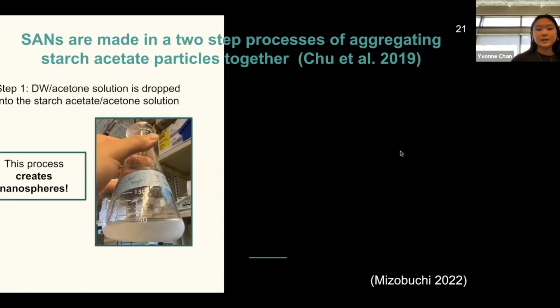Within this second step are two more steps, and the first is to create nanospheres according to the Ostwald ripening theory, where droplets of particles collide in order to form larger ones so that they can reach a more stable state in which surface area is minimized. Basically, a solution of our starch acetate in acetone is dropped into a solution of distilled water in acetone.